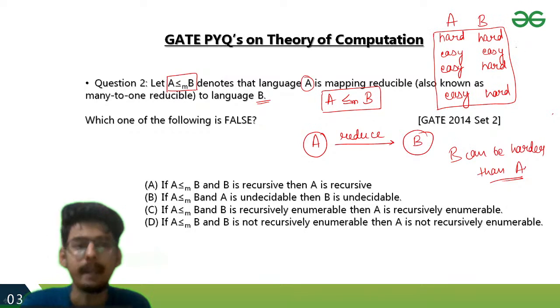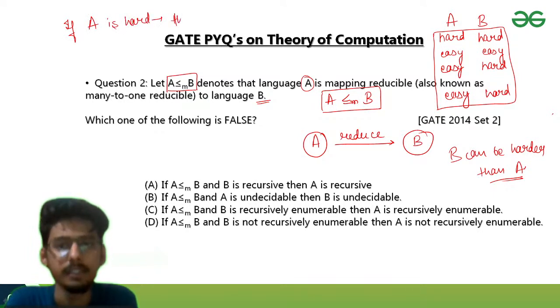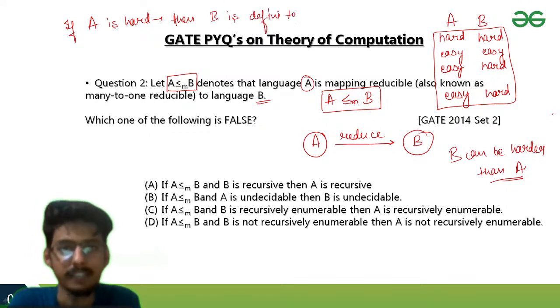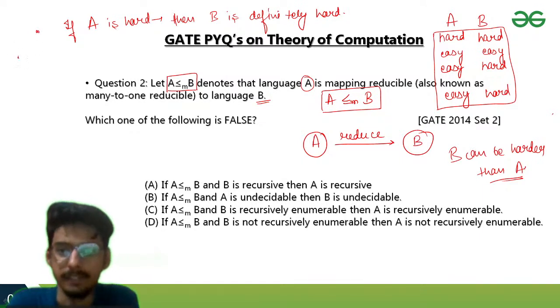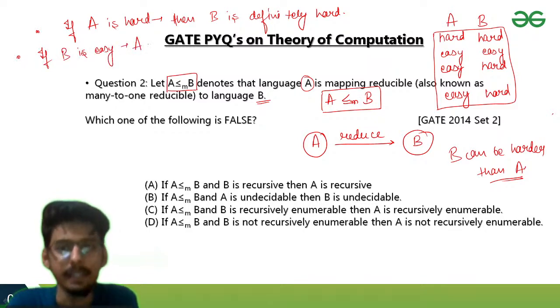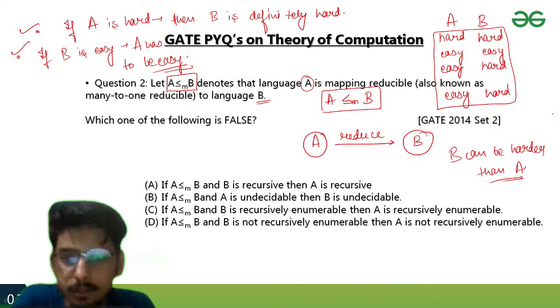Over here, two conditions are mandatory. If A is hard, then B is definitely hard. It cannot be easy, because B has to be at least as hard as A. And the second very important point is that if B is easy, then A has to be easy. These are the two mandatory points. Now let's get back to the options.